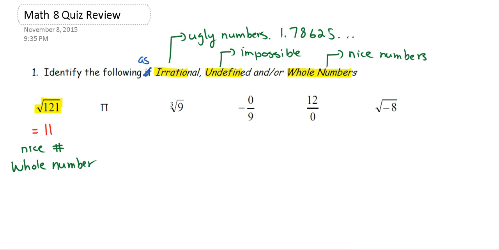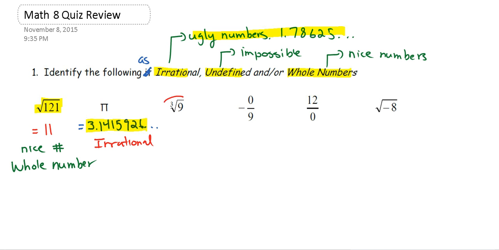What about pi here? Well, if you know the decimal expansion of pi, pi is going to be 3.1415926, and it goes on forever. And so this decimal expansion right here is kind of like an ugly number. So it matches the definition of an irrational number. So pi is going to be an irrational number. Okay.